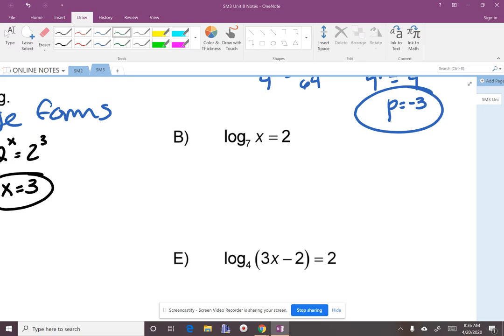Okay, B. These are all in log form, so logs are base, answer, exponent. 7 is my base, x is my answer, 2 is my exponent, so I get 7 squared equals x. Well, 7 squared is 49, so x equals 49.